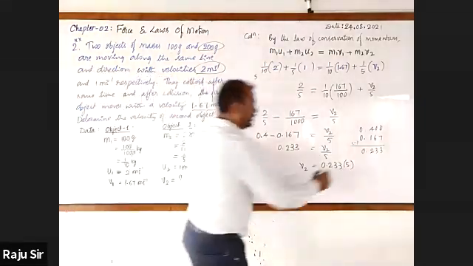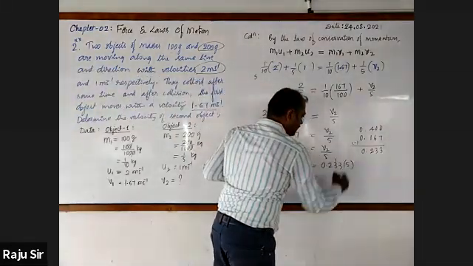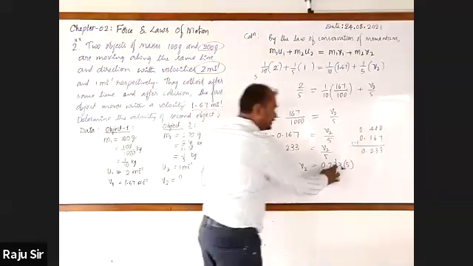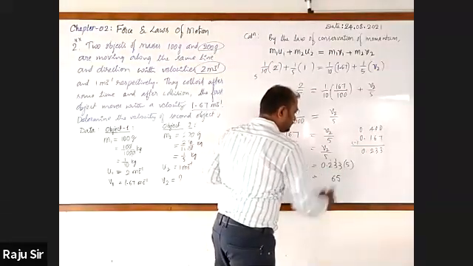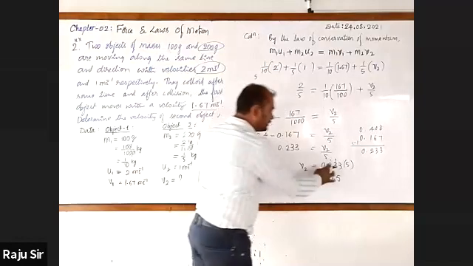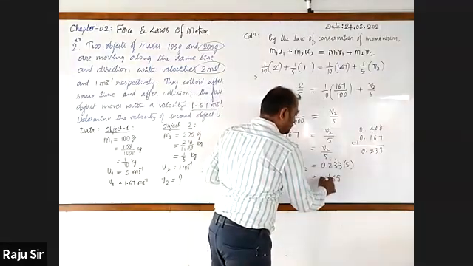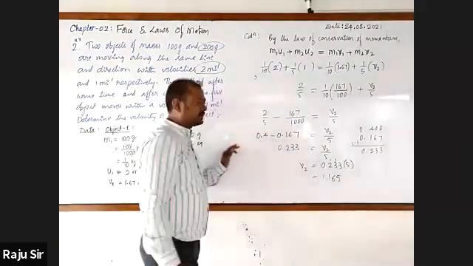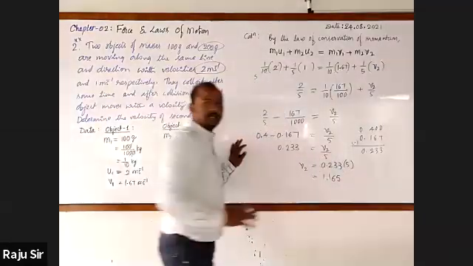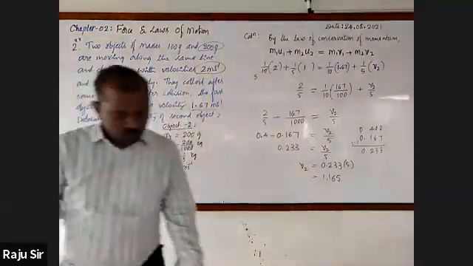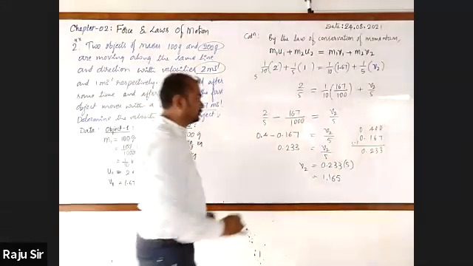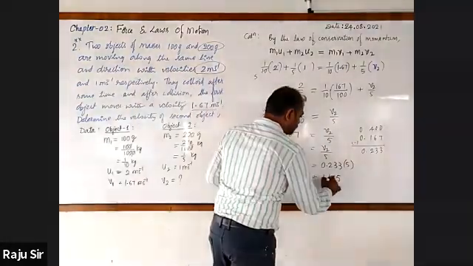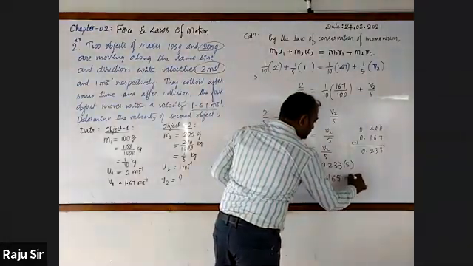5 3s are 15, carry on. 5 3s are 15 plus 1, 16. Carry on. 5 2s are 10 plus 1, 11. Carry on. 1.165. Wait, let me check the answer. Correct. V2 is equal to 1.165 meter per second.